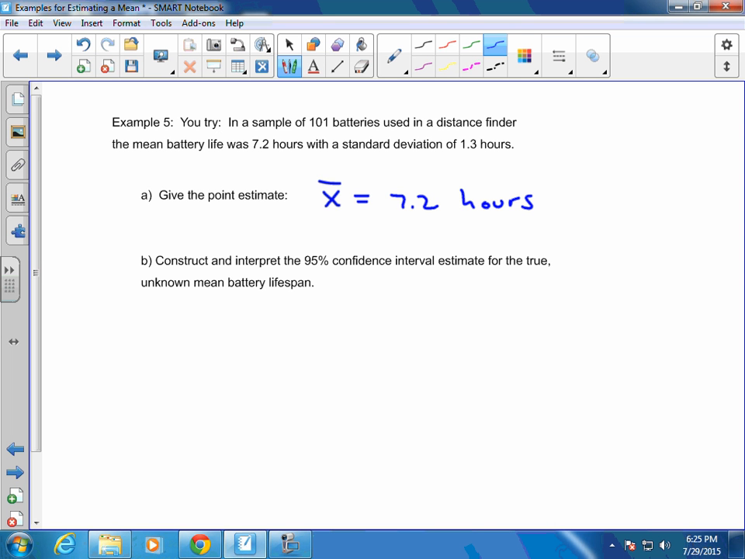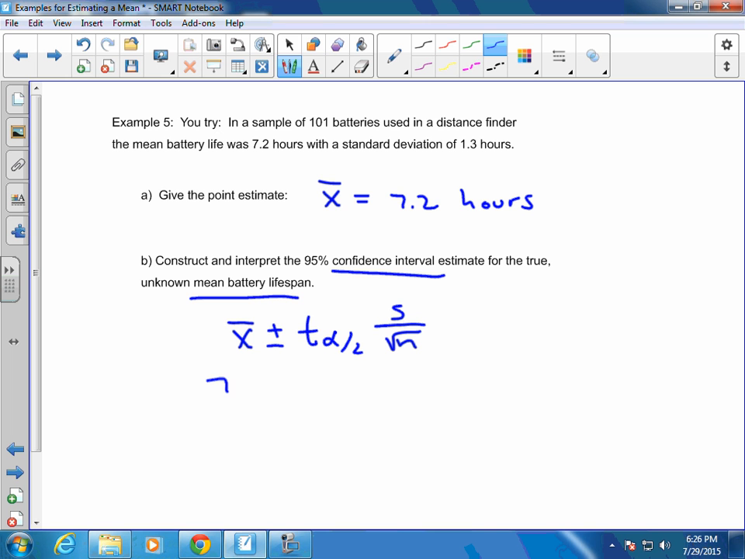Now though, construct and interpret the 95% confidence interval estimate for the true unknown mean battery lifespan. So again, that kind of tells me that I have to use my confidence interval formula for a mean. Okay, so it's x bar plus and minus t sub alpha over 2 times s over radical n. Every problem you do from the homework or just practice for the test problems, every one of them, write that down. The more times you write these down, the more comfortable you get with them.